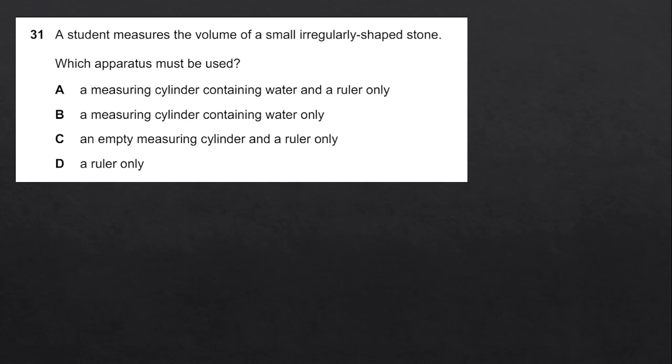A student measures the volume of a small irregular shaped stone. Which apparatus must be used? To measure the volume of a small irregular shaped stone, we can use a measuring cylinder and water. So we do not need a ruler for this. So we can say option B, a measuring cylinder containing water only.